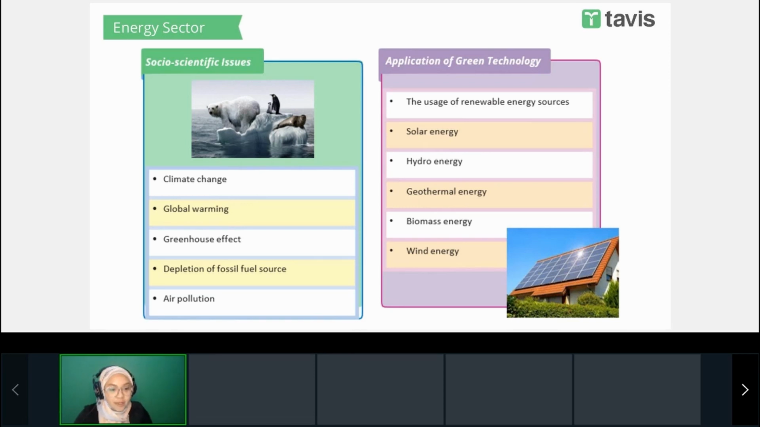Okay, let's see the first row. Global warming causes climate change that causes the melting of ice at the North Pole, so that the polar bears and other animals don't have any other habitat. When the ice at the North Pole melts, what do you think it will cause? It will cause an increase in sea water level. Whenever the sea level increases, it will cause floods. Okay, let's see the next column, which is the greenhouse effect. What is the greenhouse effect? The greenhouse effect is the emission of carbon dioxide, carbon monoxide, usually carbon dioxide. If carbon dioxide increases, it will cause global warming. It is linked to each other, yeah?